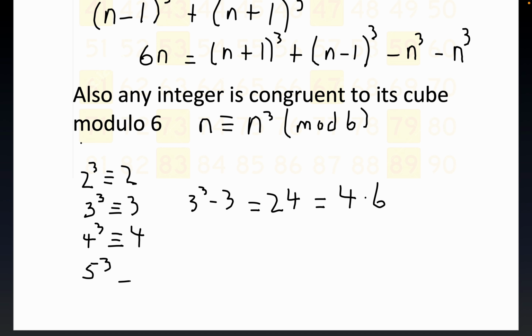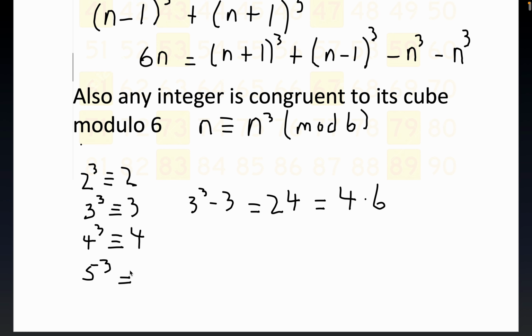Now 5 cubed is congruent to 5. And again, here you would have 125 minus 5 is equal to 120. And 120 is definitely a multiple of 6 because it's 6 times 20, right? So we've shown it. It's definitely true, and just for completeness, 0 cubed is congruent to 0. And 1 cubed is congruent to 1, right? So we've checked all 6 remainders.